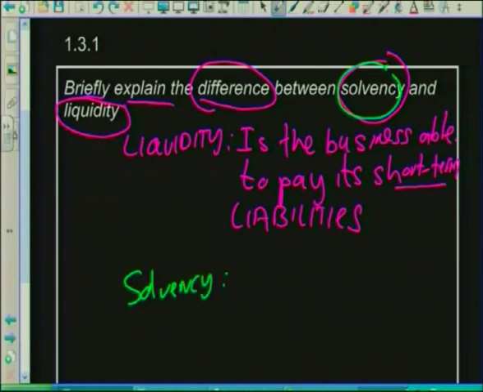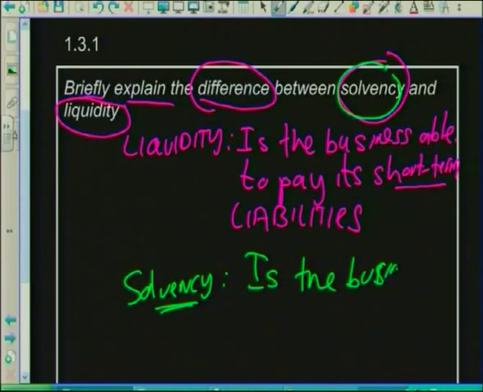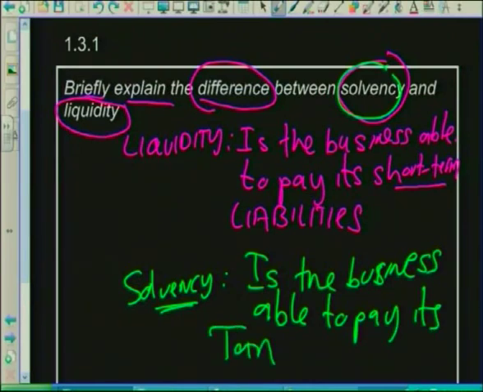Let's now look at solvency. What do we mean by solvency? When we talk about solvency, here we are referring to, can the business pay off its total liabilities after selling its total assets. So we're simply comparing total assets to total liabilities. So solvency, an explanation of solvency, is the business able to pay its total liabilities?